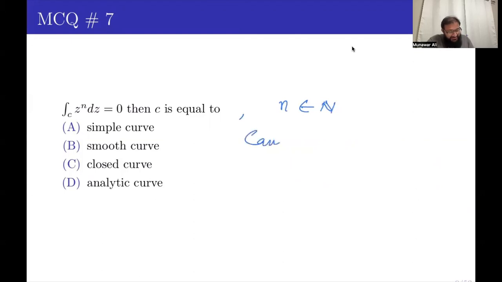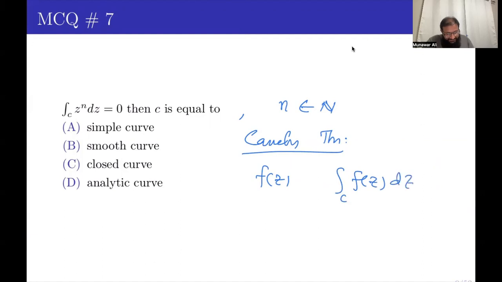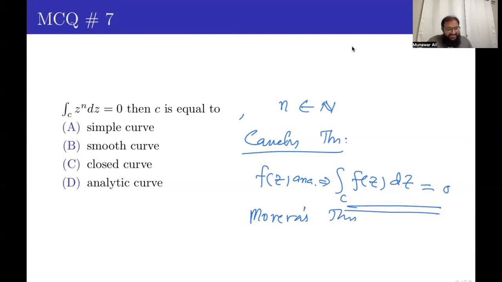So we have Cauchy's theorem that says that if f of z is analytic within and on some sort of simple closed curve, then the integral of f of z over that closed curve is 0. So f of z analytic implies this. And there is a converse of this theorem, what we call Morera's theorem, which says that if this integral is 0, then this function is analytic.